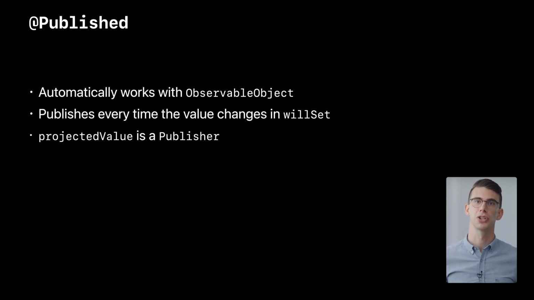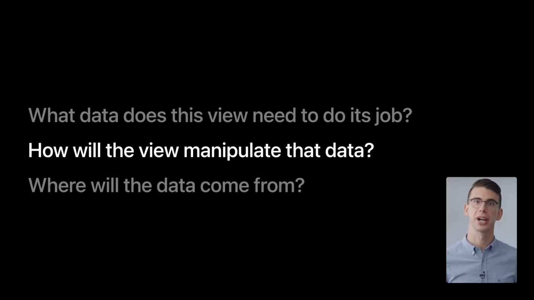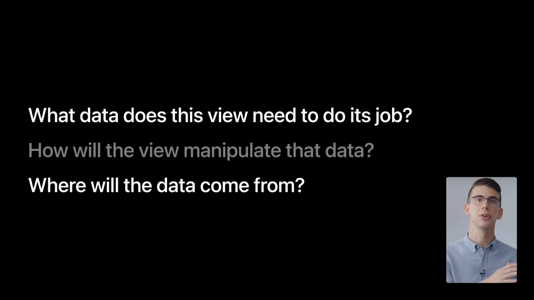When you use @Published with the default ObservableObject publisher, the system will automatically perform invalidation by publishing right before the value changes. For advanced use cases, the projected value of @Published is a publisher that you can use to build a reactive stream. Let's revisit the 3 questions that you should be asking when designing your data model. With ObservableObject, answering the second question is pretty straightforward. We always assume mutability.